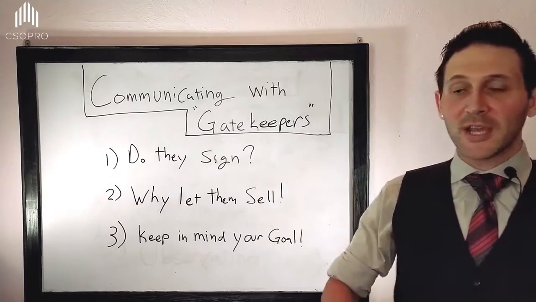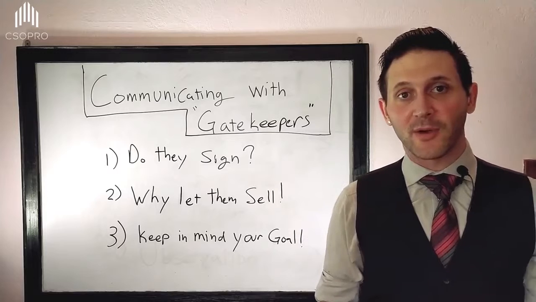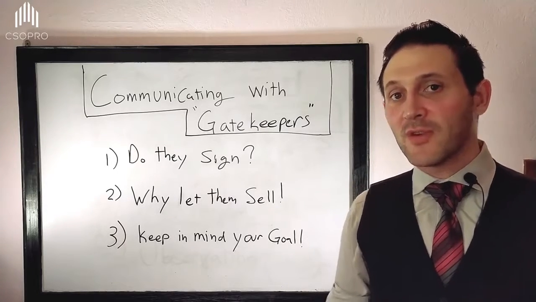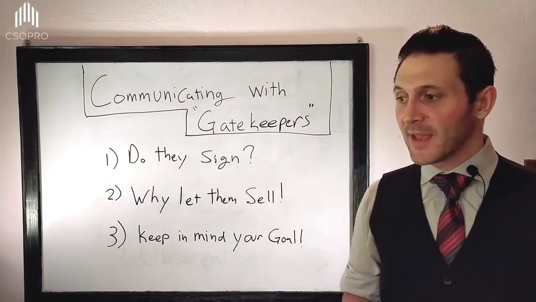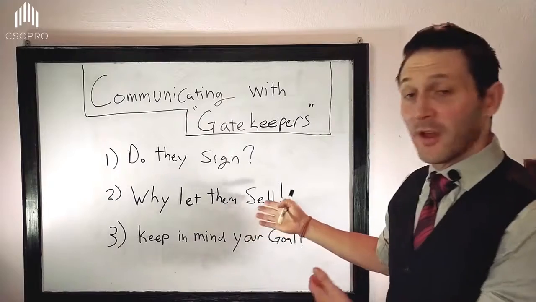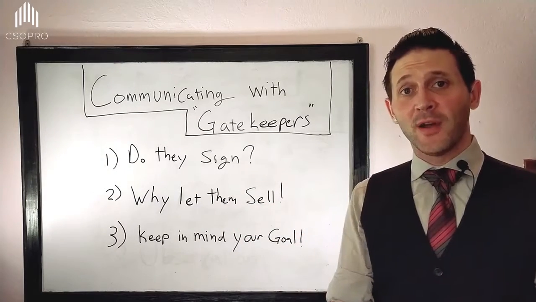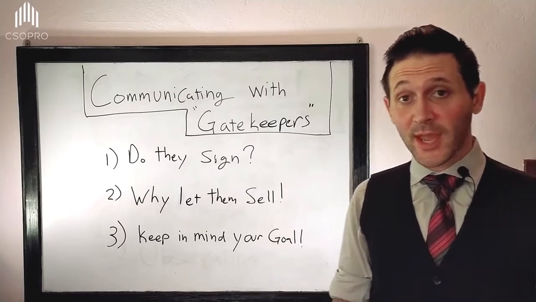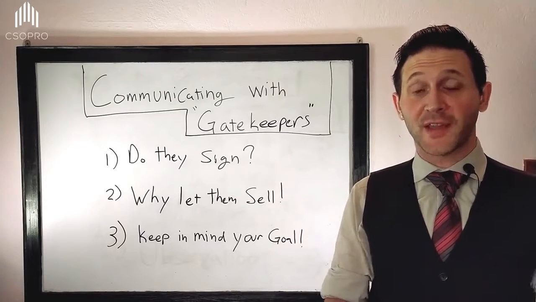So if we go back to our basic communication model, and you understand how communication works, what you're essentially doing if you give out too much of your pitch and too much information to a gatekeeper is letting them sell your product for you. Why would you let an untrained person who doesn't work for your company sell for you and put your paycheck in their hands?